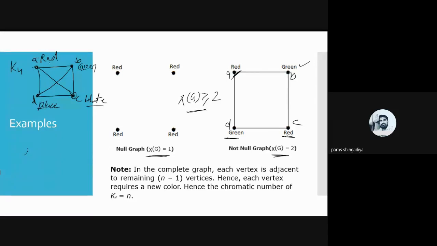Okay, so how many colors are required for the K4? That is equal to the number of vertices. जितने vertex है ग्राफ में उतने ही कलर आपको चाहिए, ठीक है. Similarly for K5 में कितने vertex है? 5 vertices. So what is the chromatic number of K5? It is equal to 5. K6 में कितने vertex है? 6 vertex है, तो K6 का chromatic number क्या हुआ? 6. Okay. K9 में 9 vertex है, तो K9 का chromatic number क्या हुआ? 9. So that is a point.